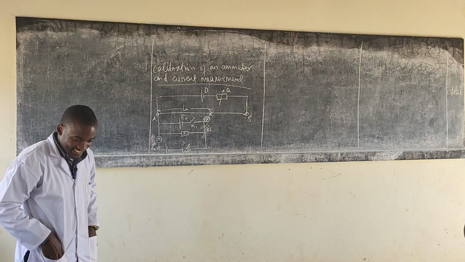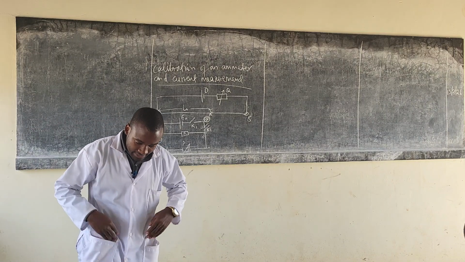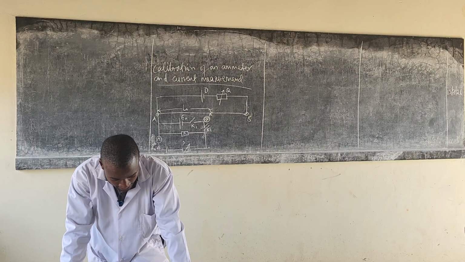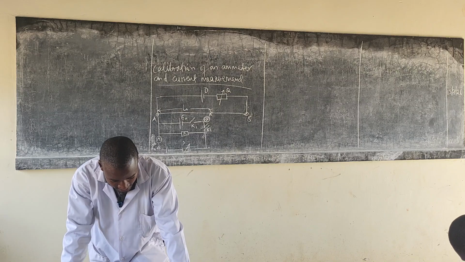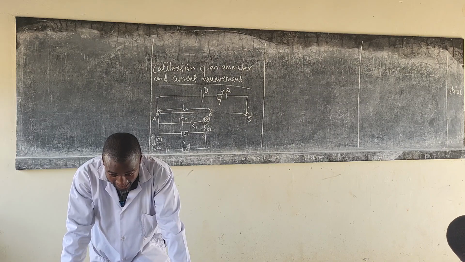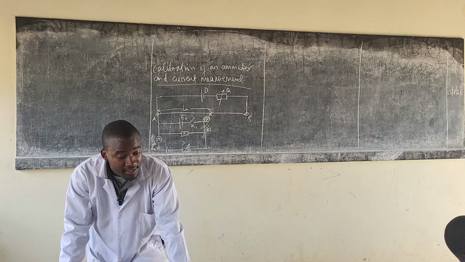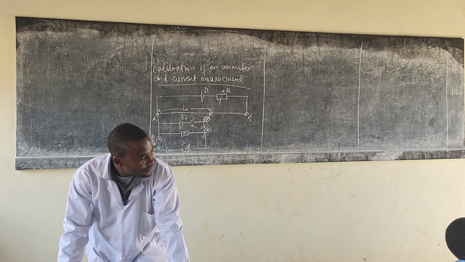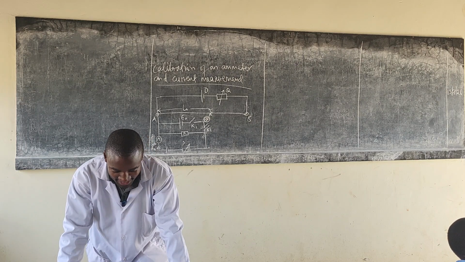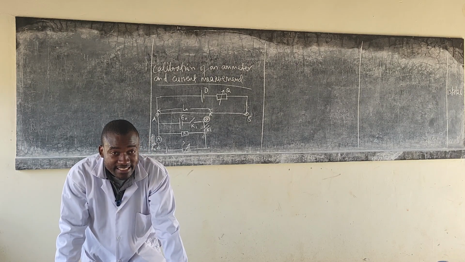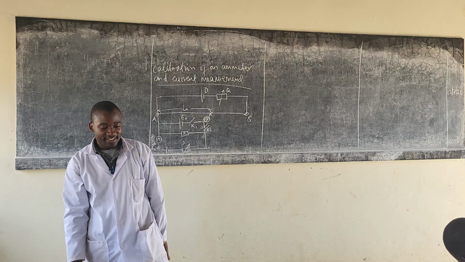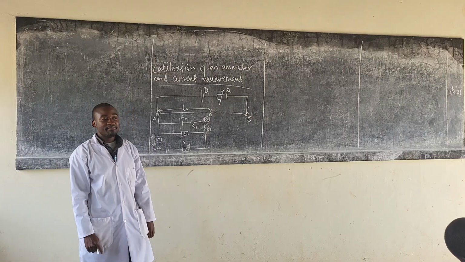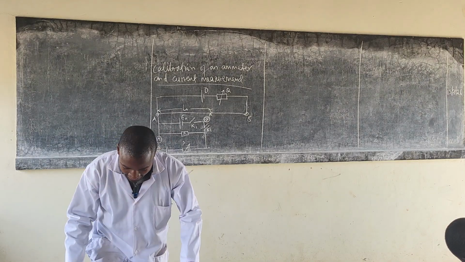Tap the jockey with switches K1 closed and K2 open, tap the jockey at different positions along AB until the galvanometer shows no deflection. Another bullet: measure and record the balance length L0 from A to C.